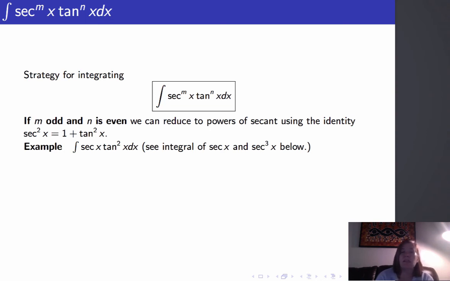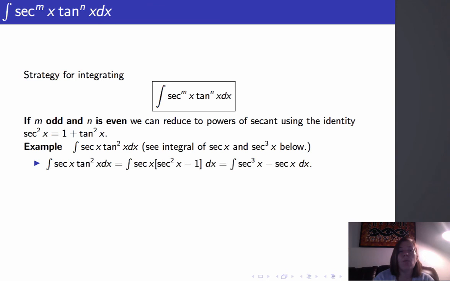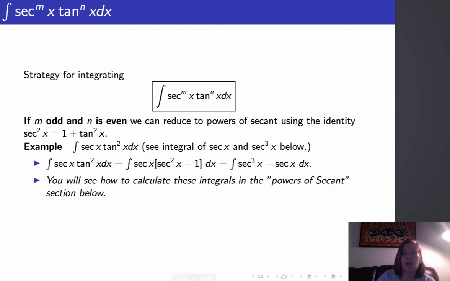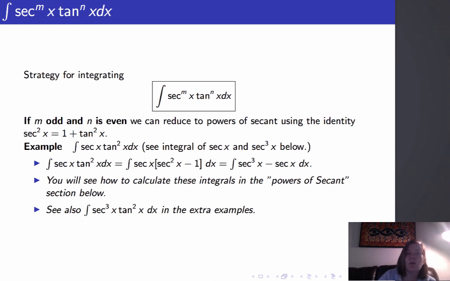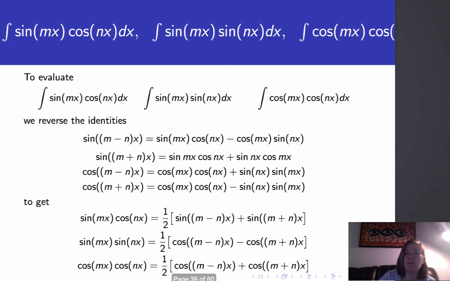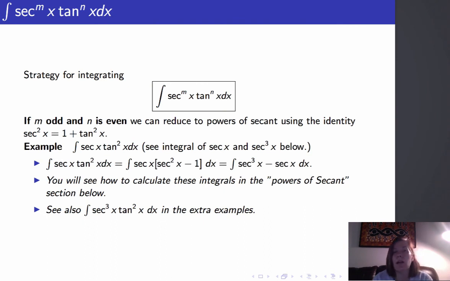So let's look at the integral of secant x times tangent squared x dx. Now in this case, neither of our previous substitutions will work because the power of secant is odd and the power of tangent is even. Well, we can write this as secant x times secant squared x minus 1 dx, and that's secant cubed x minus secant of x dx. And then you can see how to calculate these integrals in the powers of secant section below. Also, you'll see the integral of secant cubed of x times tangent squared of x in our extra examples.